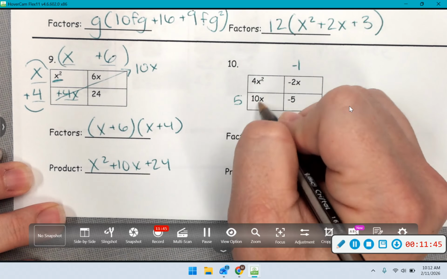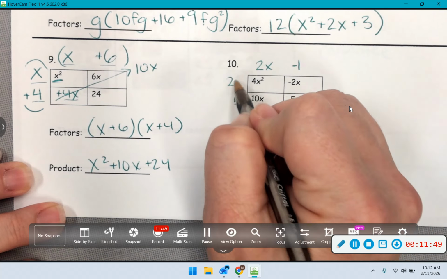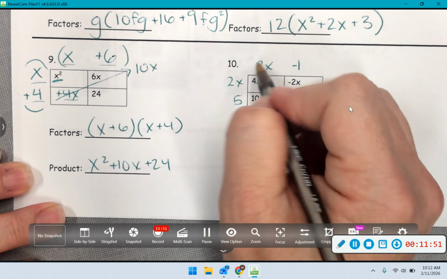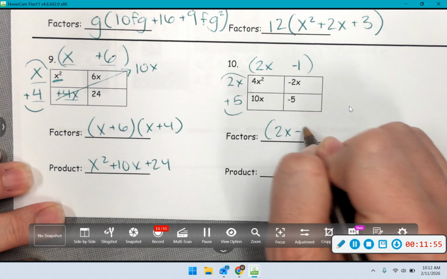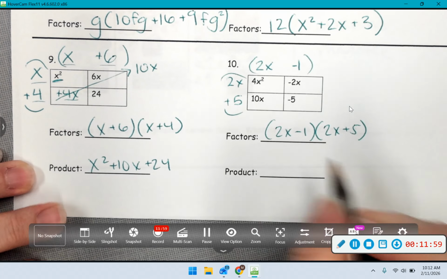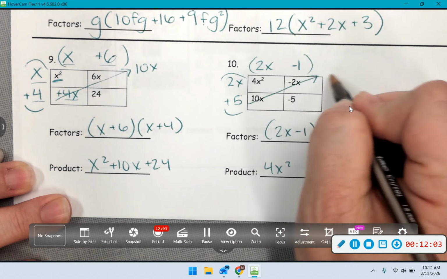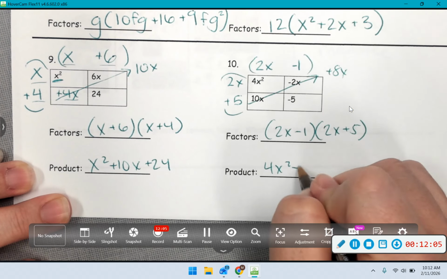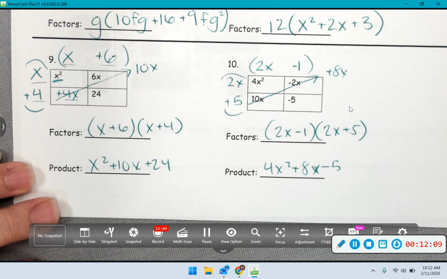Okay, what times 5 gives me 10x? Well, that's going to be 2x. 2x times 2x gives me 4x squared. So there's my factors. So I have a factor of 2x minus 1 and 2x plus 5. And then my product from the inside is 4x squared. That's going to give me a positive 8x minus 5. Okay, there we are.